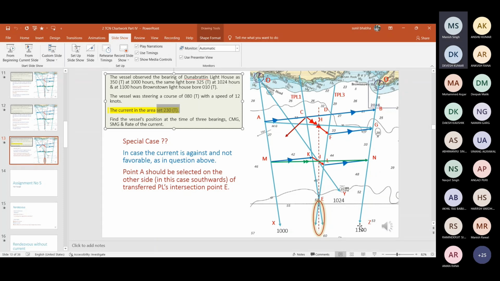ओके, मतलब सर TPL3 से ही हमें G पे जाना है, राइट? राइट। From A you go to TPL1. Okay, from TPL1 you apply the current direction, go to TPL3. From TPL3 you go to G.